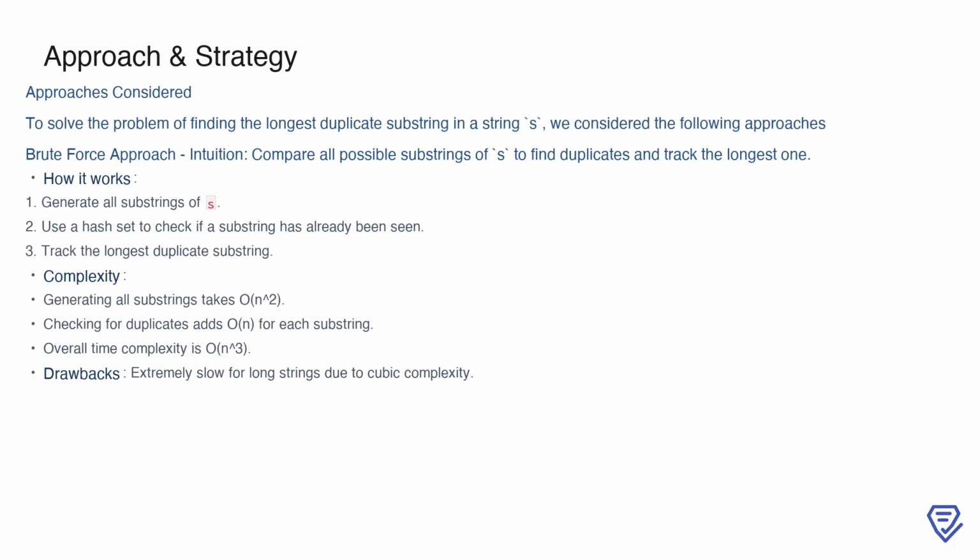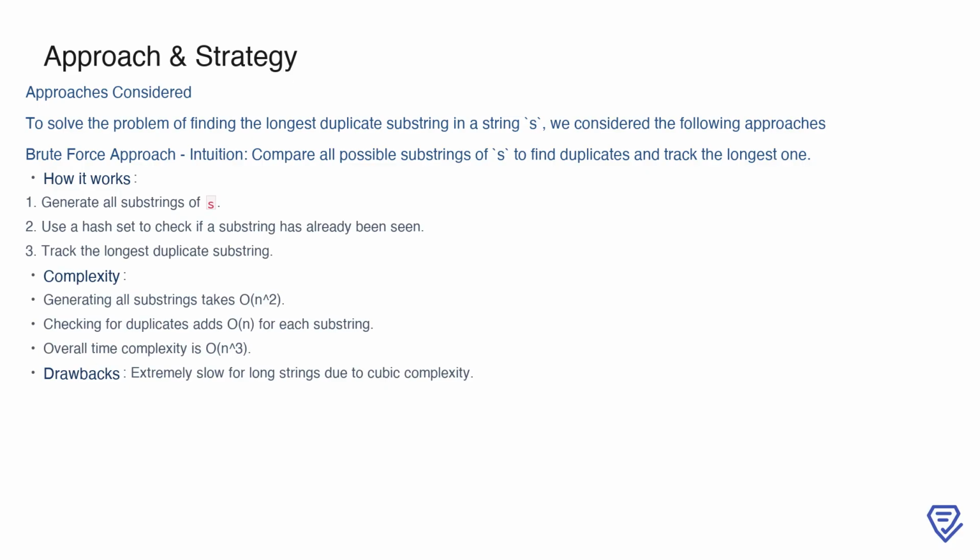To solve the problem of finding the longest duplicate substring in a string, we first considered a brute force approach. The idea here is straightforward: generate all possible substrings of the string, compare them to identify duplicates, and keep track of the longest one. Specifically, we would generate all substrings, use a hash set to check if a substring has been seen before, and update the result when a longer duplicate is found.